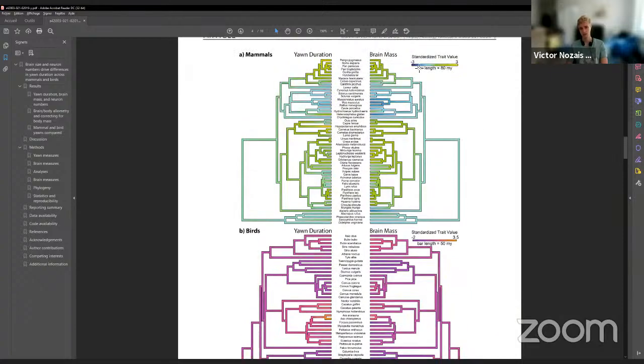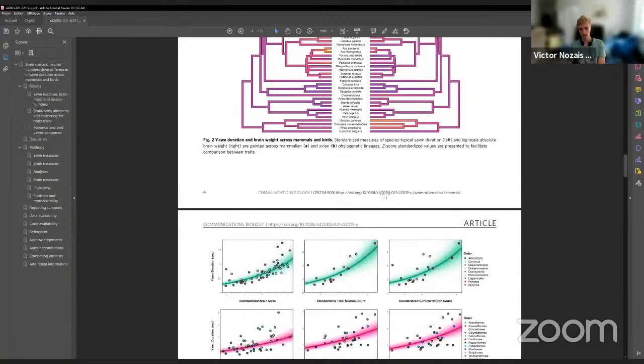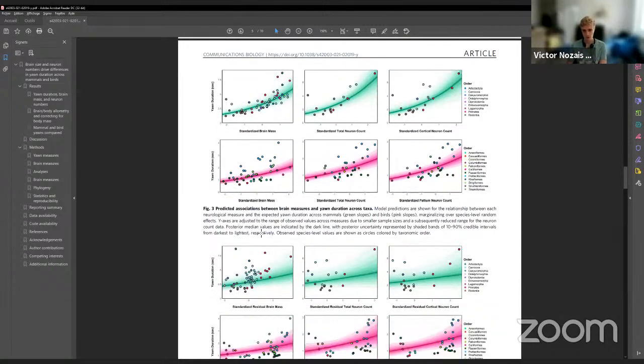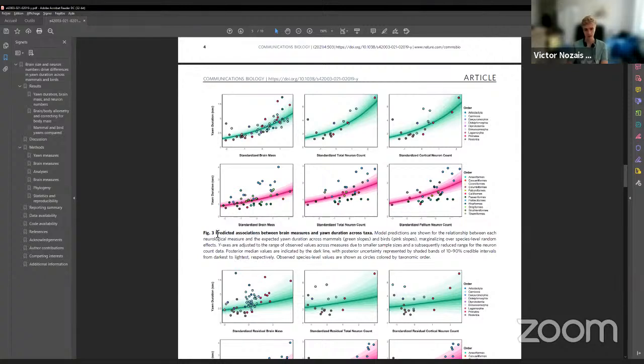Yeah, so the length of the bar is the phylogenetic differences in million years, I think. And here you have the more precise measures with the predicted association between the different brain measures and the yawn duration across different taxa.